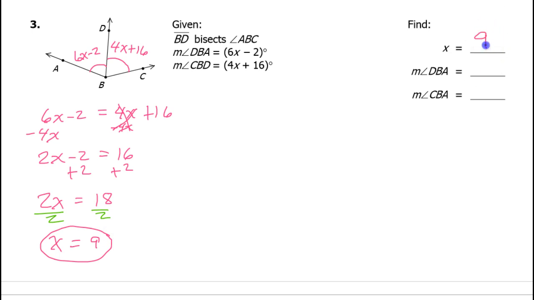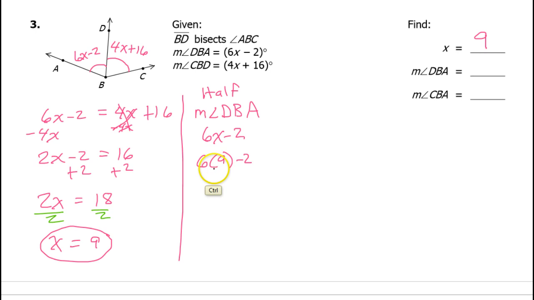So that's one of the things that we were supposed to find. But now we are supposed to find the measure of angle DBA. DBA, by the way, is one of the halves. I always like to label that. We have an expression for DBA, it's 6x minus 2. Now we know x is 9, so that's going to make this 6 times 9 minus 2. That's 54 minus 2, so that'll be 52.